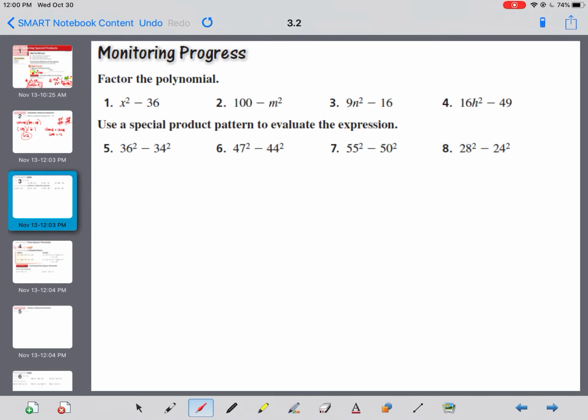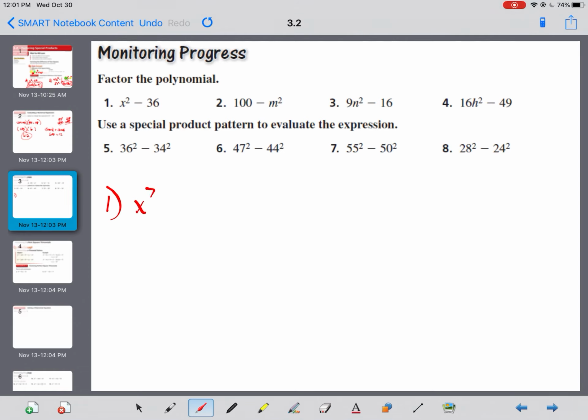Factor the polynomial, so let's practice some more. All of these on top are difference of squares. So let's look at number 1. Why not pause right now, try 1, 2, 3, and 4, and then I'll tell you how they go. So give it a pause right now and try.